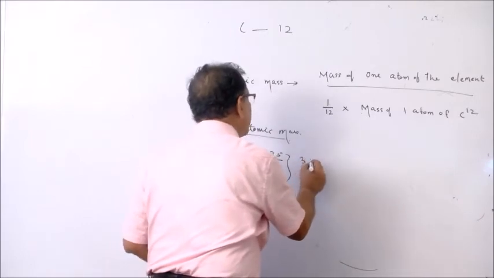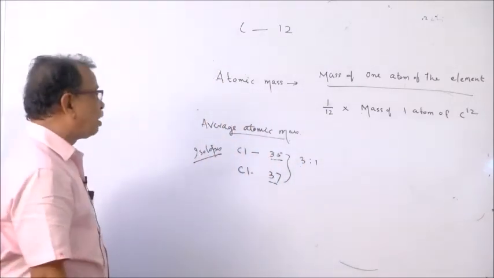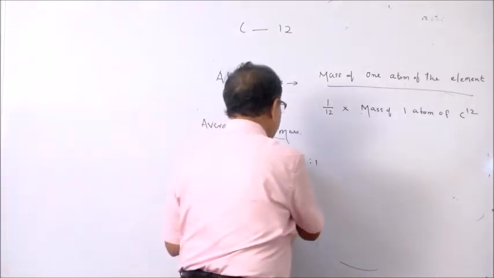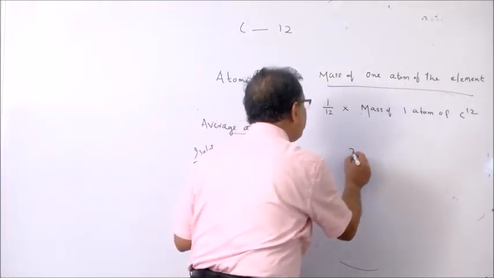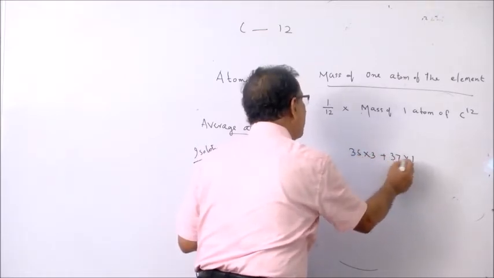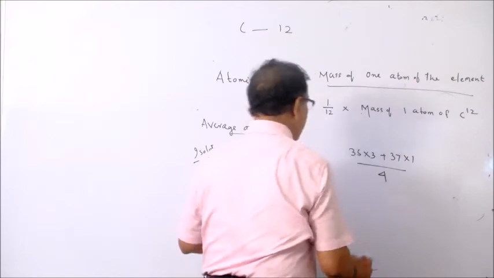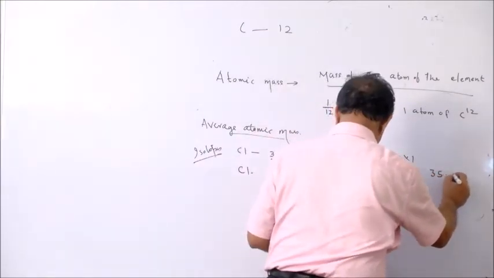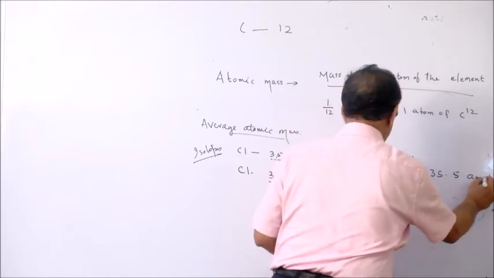The ratio is 3:1. So what will be the average mass of chlorine? The average mass will be 35 into 3 plus 37 into 1, divided by 4. So the average atomic mass will be 35.5 AMU, atomic mass unit.